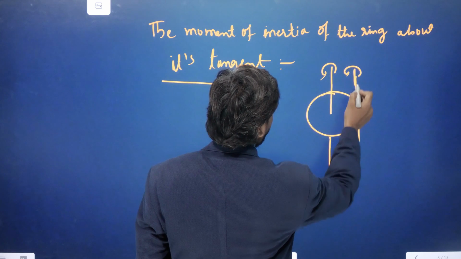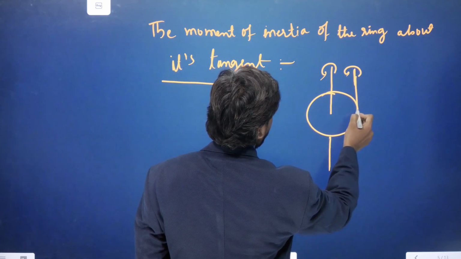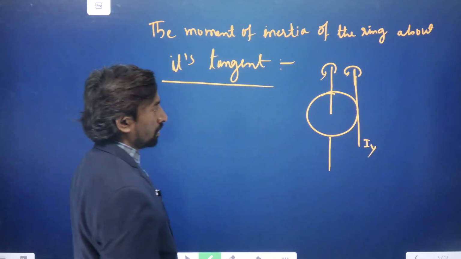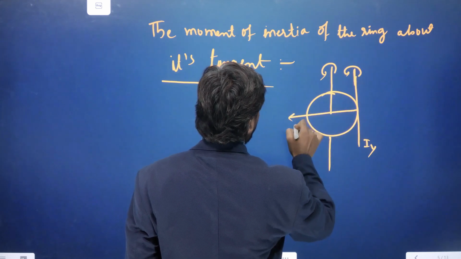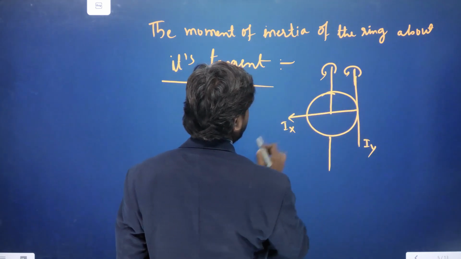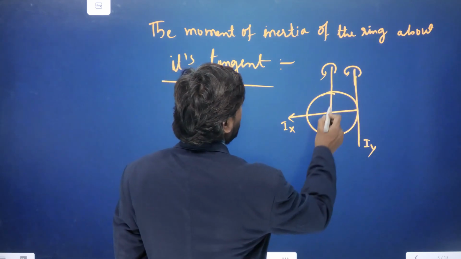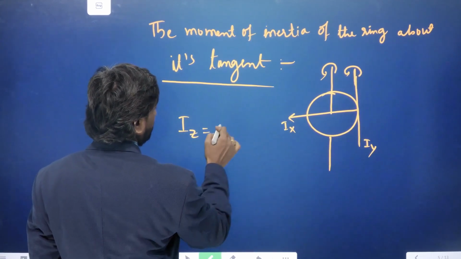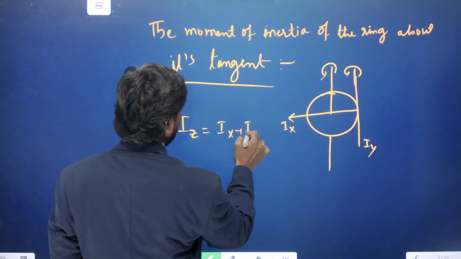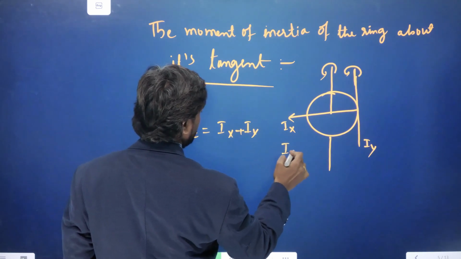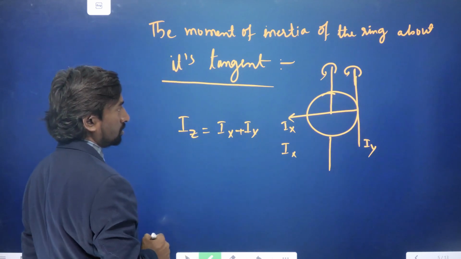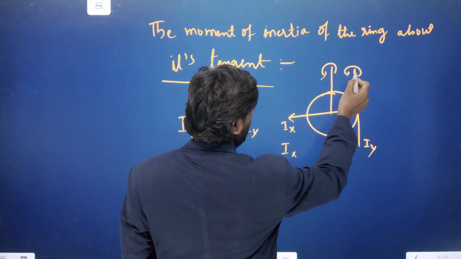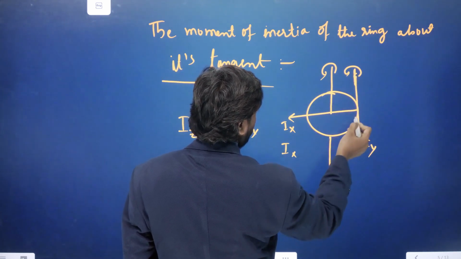So this one we can write as the y axis, and this one we can write as the x axis, Ix. Now this one will be the z axis. Now the moment of inertia about the z axis is equal to the moment of inertia about the x axis plus the moment of inertia about the y axis.